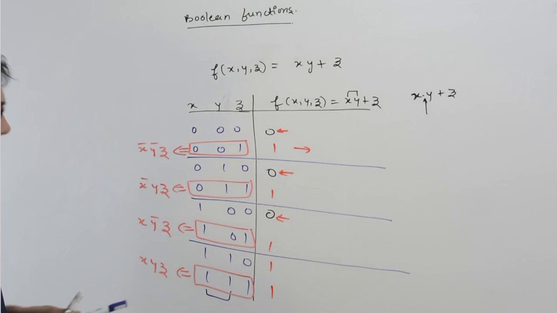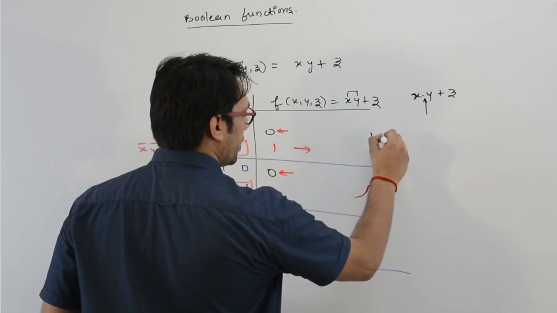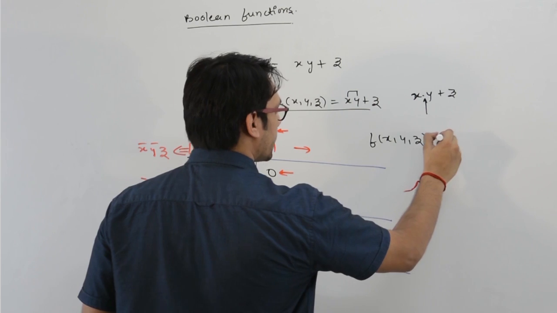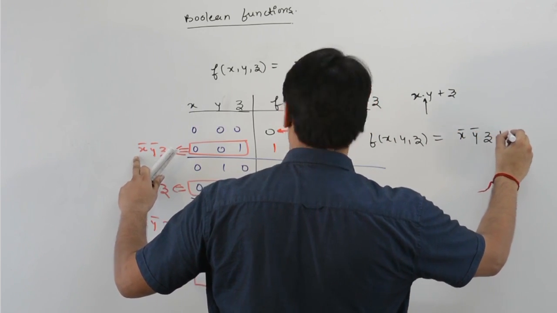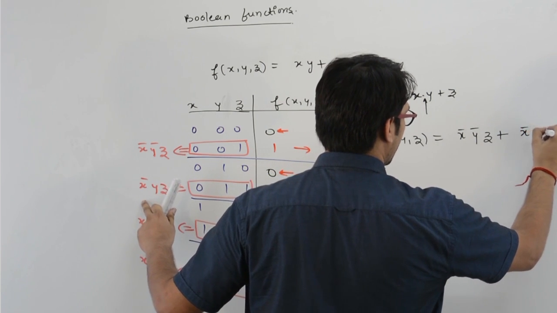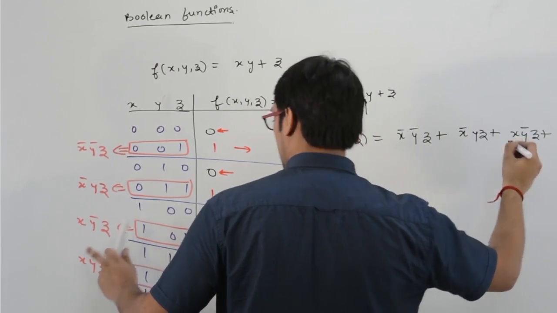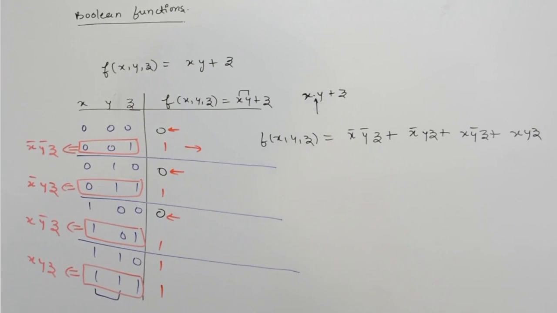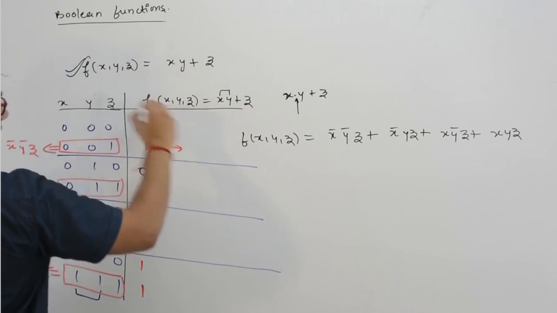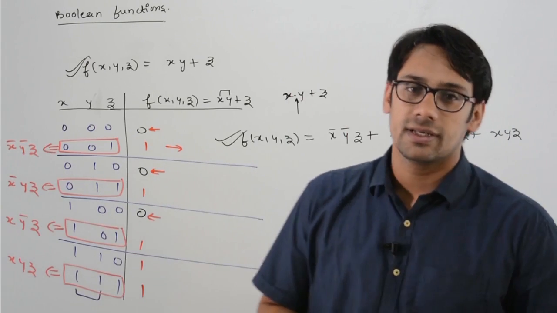The same function, which is f of x comma y comma z, can also be represented like this: x complement, y complement, z plus x complement, y, z plus x, y complement, z plus x, y, z plus x, y, z. So this function and this function, both of them are representing exactly the same thing.